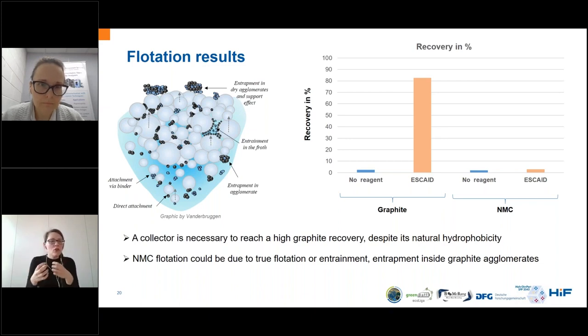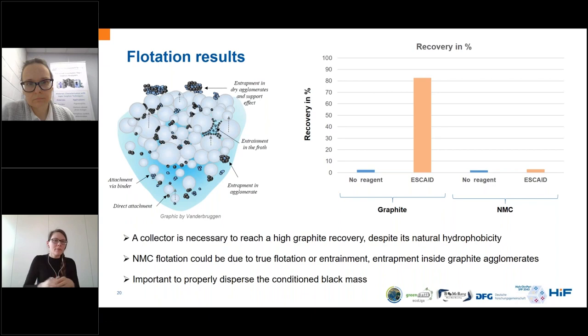Or, for example, it could be entrapped inside the graphite agglomerates, because I don't know if you saw it, but on the previous slide, the graphite was quite agglomerating. So as we have a lot of fine particles, the NMC could also be entrapped inside these agglomerates. So what is very important is to properly disperse the conditioned black mass, also to really wet the NMC. What I showed you earlier on, we have these tiny gas bubbles on the NMC particles. So the pre-treatment is really important in this case.